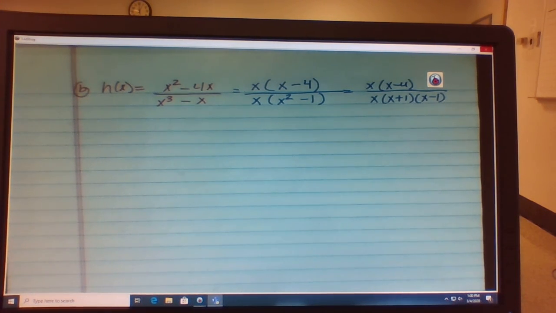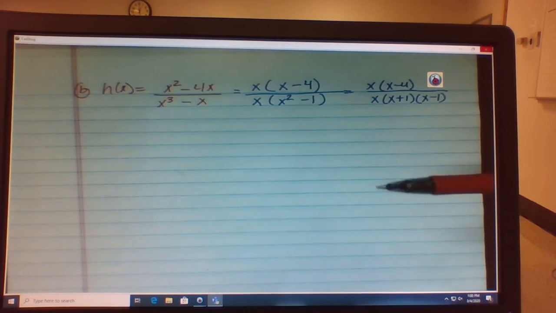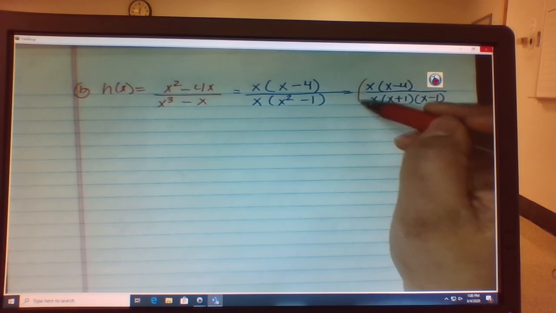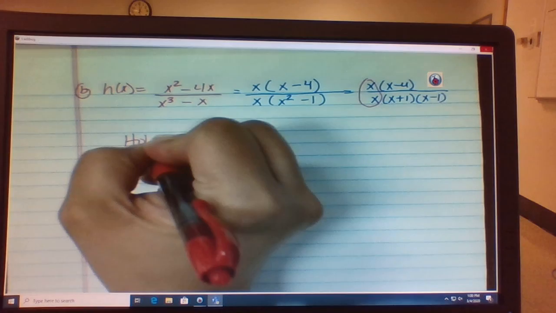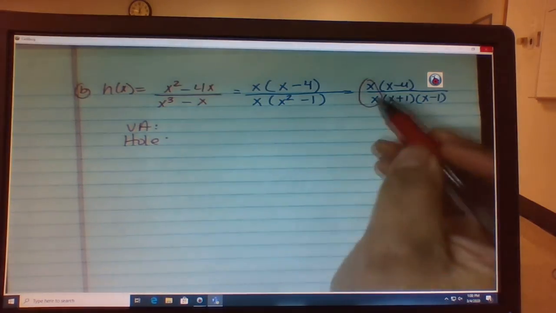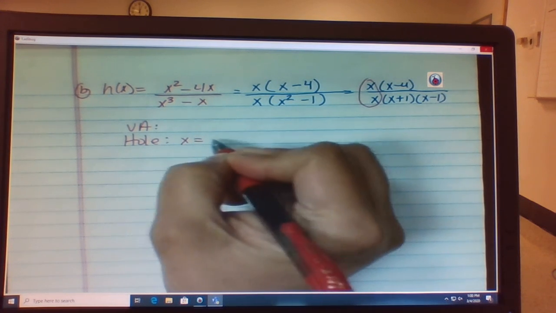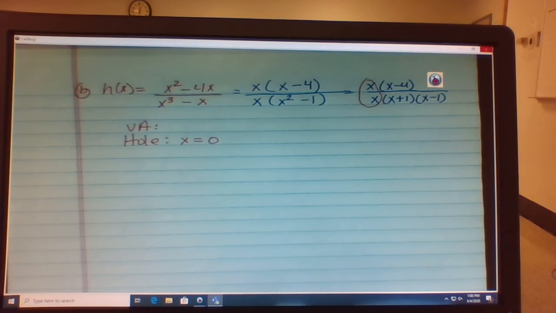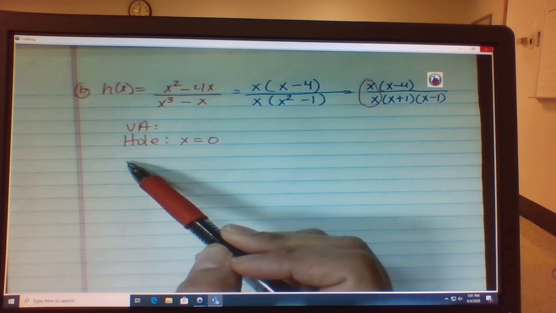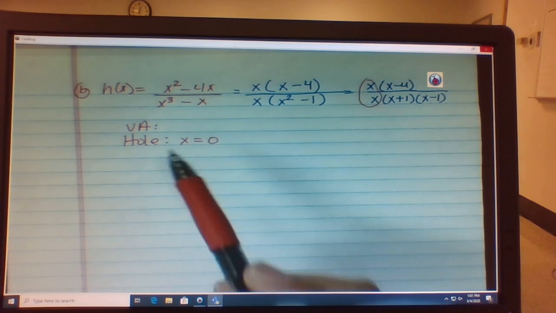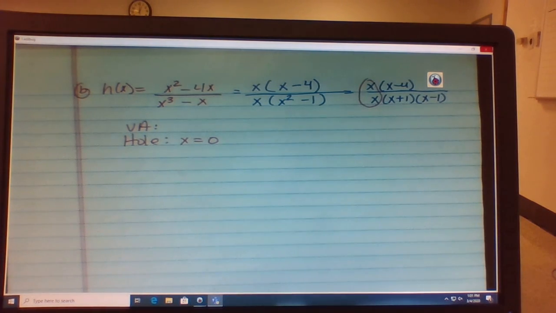So the instruction says factor. Make sure that your P of x and your Q of x don't have anything in common. Do they have anything in common? The first x. x. This is what they have in common. If they have something in common, that is a what? A hole. It is not part of your vertical asymptotes. So where is the hole going to be at? x equals 0. So if there is something in common in your numerator and denominator, that is a hole. It is not part of your vertical asymptote. It is something that you push aside. It's not going to be part of it.